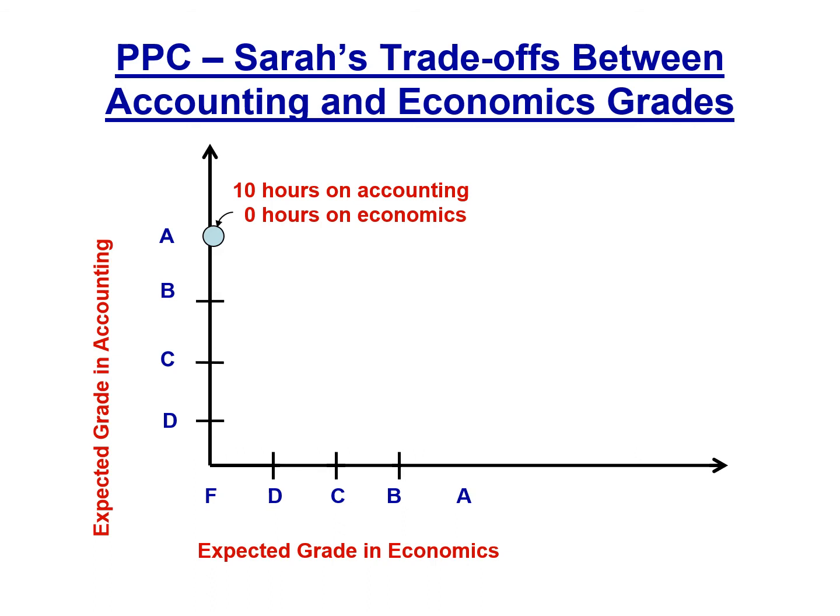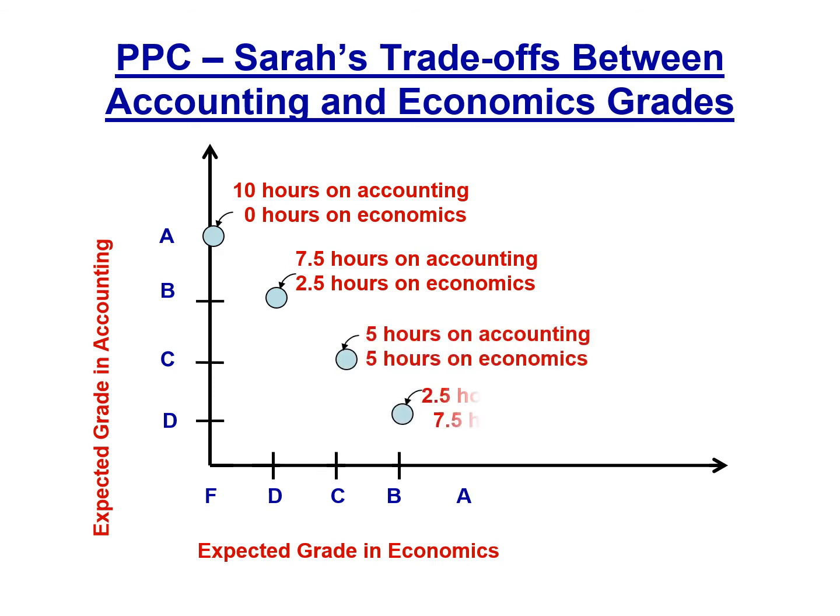Well, maybe Sarah would like to shift some of her time away from studying accounting, maybe allocate 2.5 hours towards economics and only 7.5 hours to accounting. The good news is that her economics grade improves from F, a flunk, to D. But the bad news is she can't have more of both, right? Choices, trade-offs, and costs. The choice of allocating 2.5 hours away from studying accounting and into studying economics is that her accounting grade falls from A to B.